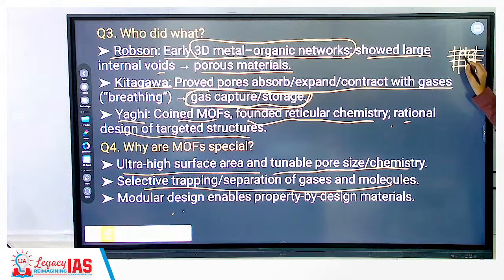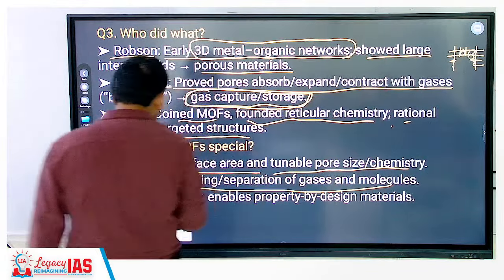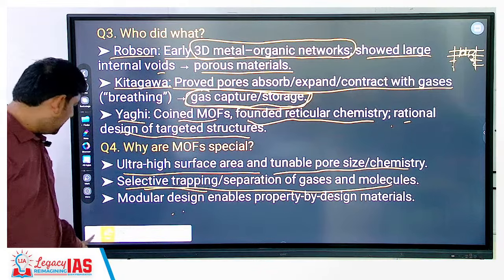Now, I take this same metal organic and I alter it a little to produce what? To produce smaller holes. Now, smaller holes can capture what? They can capture hydrogen. So, based on the pore size, I can change which gas it will capture. So this is selective trapping. Then, yeah, modular design is fine.